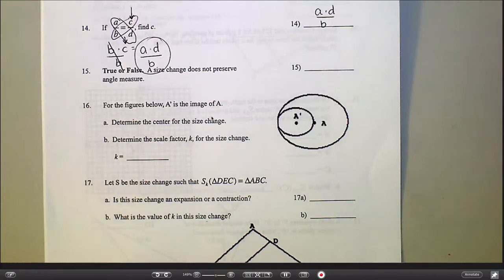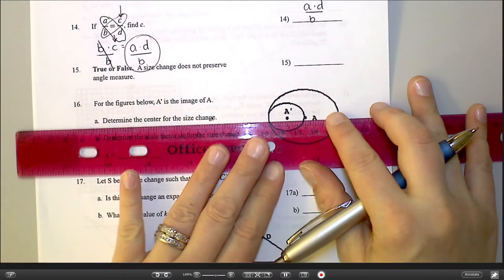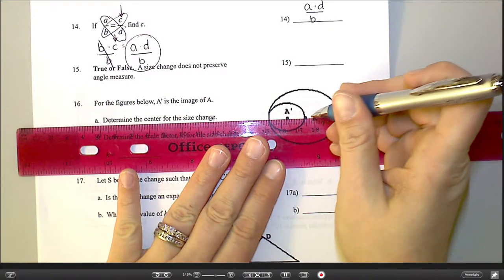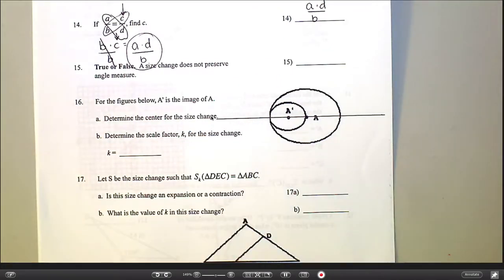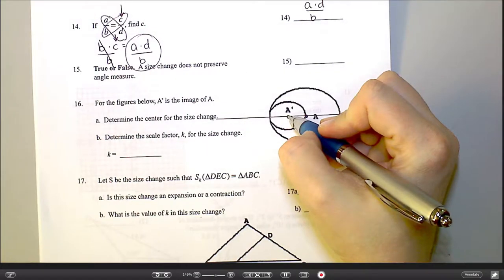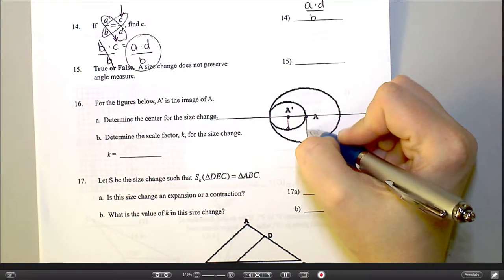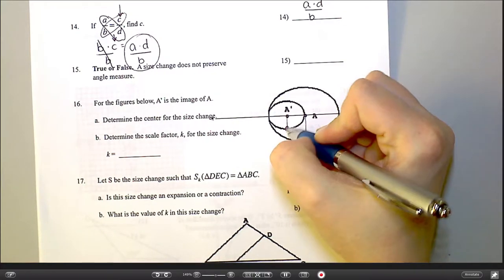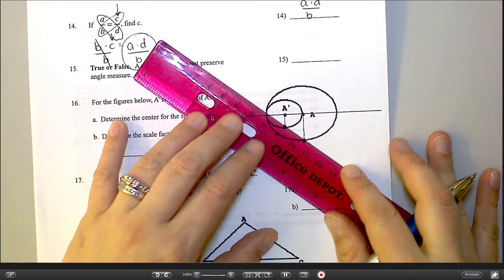Draw lines between what? Okay, so here's the center, so I could draw a line between those two, right? The center of the circle, not the center of the size change. So I could draw a line between those two. The problem with this one is they don't have other points marked, and it's kind of hard to say this point goes with this point. So I would maybe try to go straight down here and straight down here. So those points should correspond to each other, and then you can connect those two.